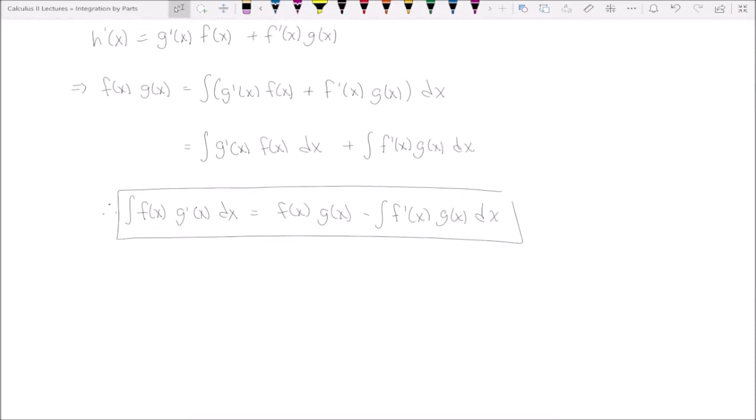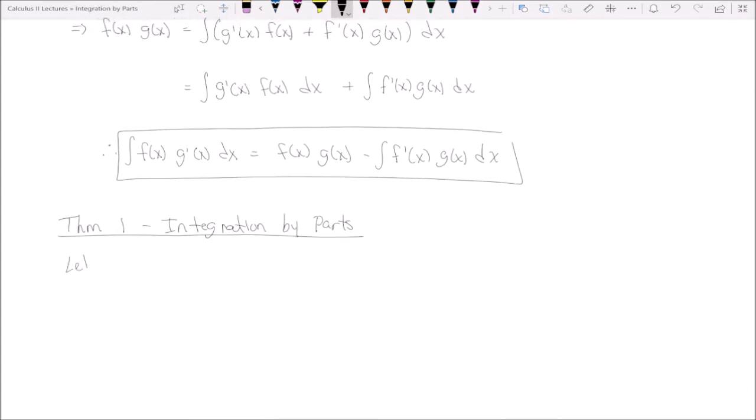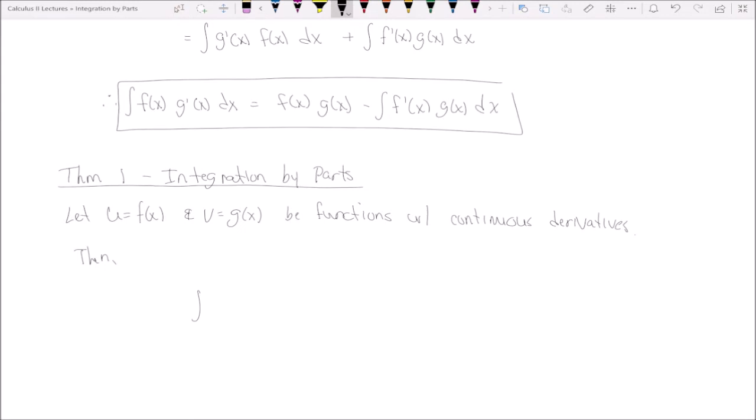Now, it is often convenient that we use u and v. So here is our theorem, and this is our integration by parts formula. Let u equal f of x and v equal g of x both be functions with continuous derivatives, then the antiderivative of u dv is equal to u times v minus the antiderivative of v du.